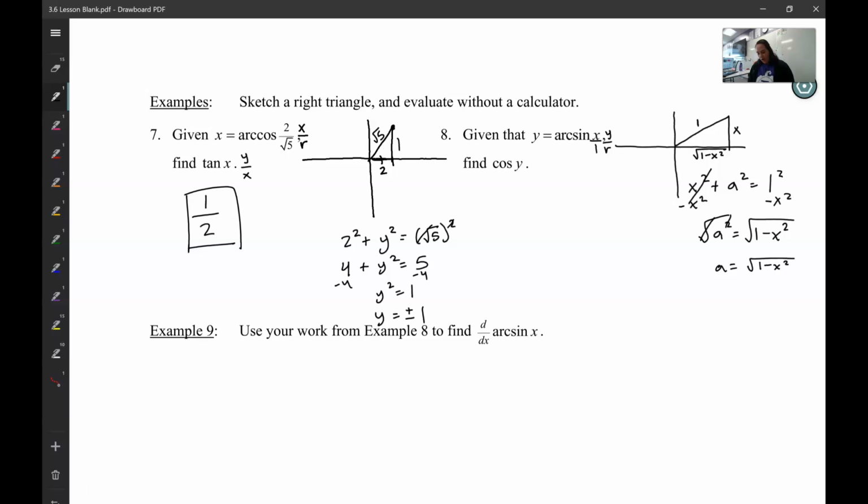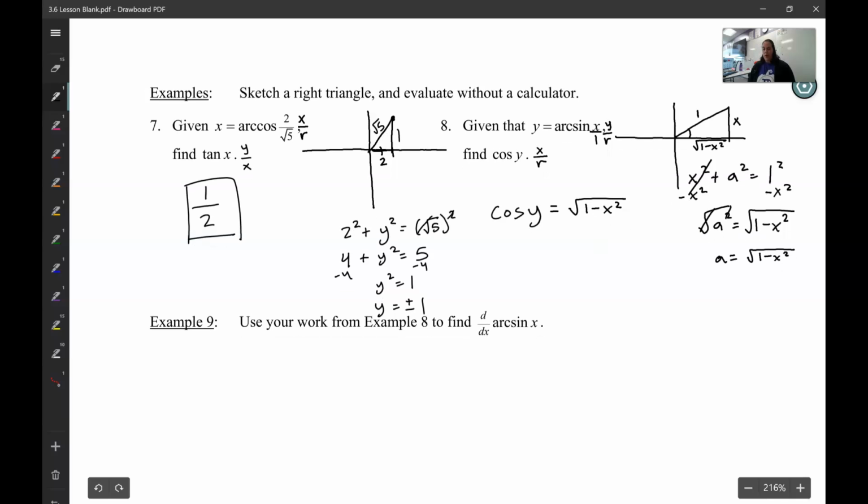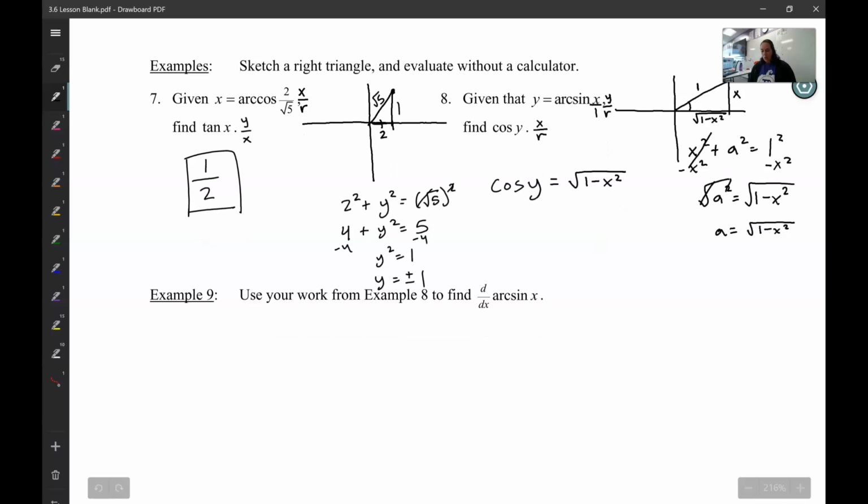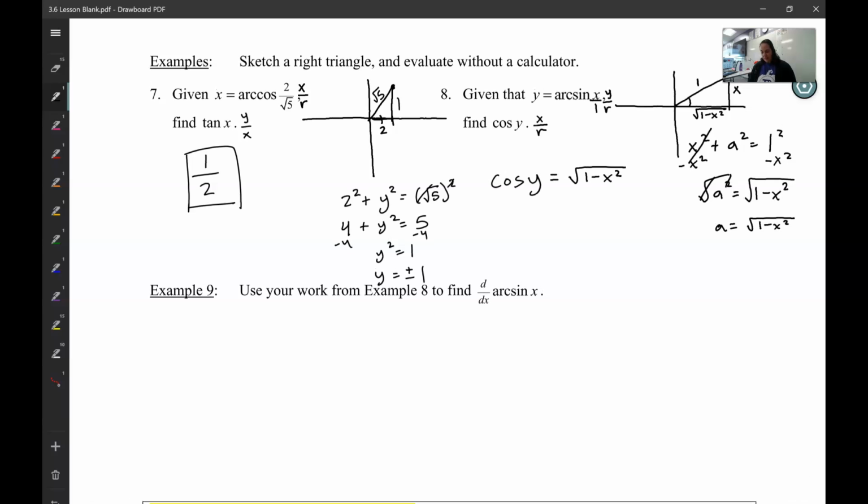Now I want to find cosine of this. So cosine is x over r. Let's see, did I do that right? Yep. Okay, so my cosine value is square root of 1 minus x squared. My r is 1. But I don't actually really need that. Now, I know that problem was really weird. We did it that way because it's going to help us find the derivative of arcsine.